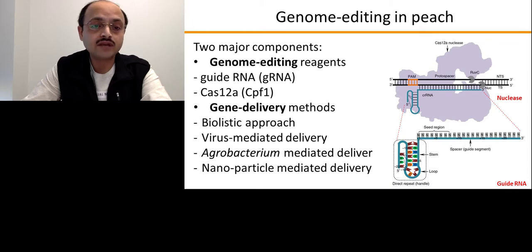So once you have these reagents available, you need to deliver them to the plant cell. And as Chris mentioned, there are multiple ways to do it. So it could be done by a biolistic approach. Biolistics is none other than shooting gold particles coated with DNA into the plant cells. You can utilize viral particles, which are disarmed, so they don't cause any disease, but they can still deliver a cargo in the plant cells.